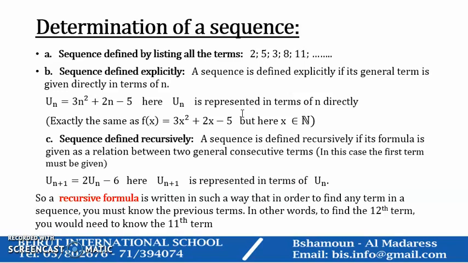But the third form is the same as the previous example, when we have a1 in terms of a0 and a2 in terms of a1. This form, we call it sequence defined recursively. You notice that in the above example, we start by giving you the value of a0. A sequence is defined recursively if its formula is given as a relation between two general consecutive terms. In this case, the first term must be given, as I said before, as a0 equal to something in the previous example. An example of the recursive form: un plus 1 equal to un minus 6. Here we notice that un plus 1 is represented in terms of un.